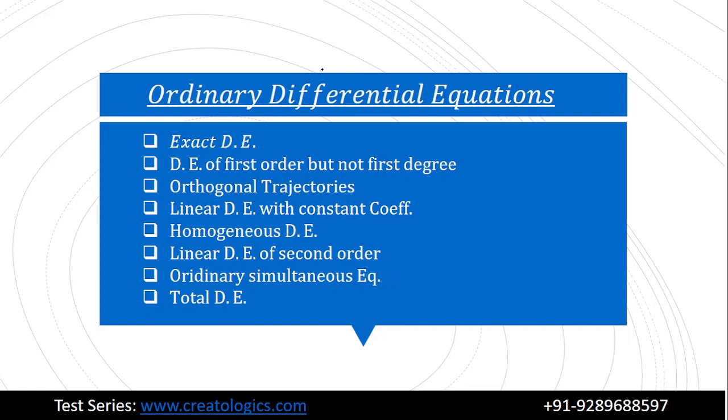Now in this series we are going to see how to solve an exact differential equation of first order but not the first degree, then orthogonal trajectory, linear differential equations with constant coefficients, then homogeneous differential equation, and linear differential equation of second order. Here the coefficients will be variable and we will see various methods to solve, like method of variation of parameters, method of undetermined coefficients and all these. After that we will move to ordinary simultaneous equations, where a simultaneous system of equations will be given to us and we will solve them. After that, total differential equation. We will cover all these topics one by one.